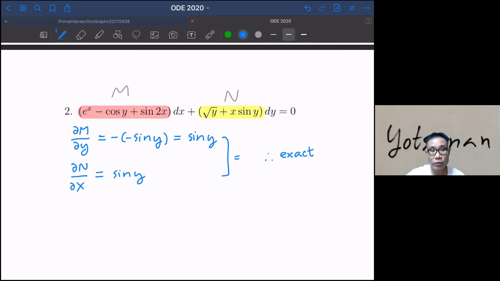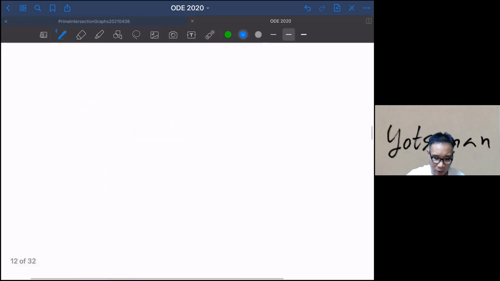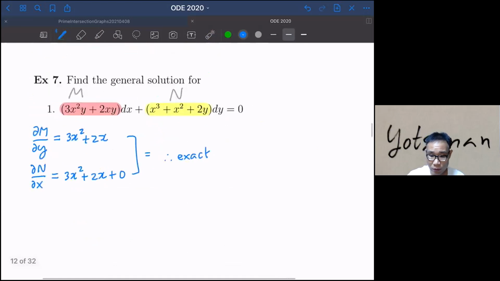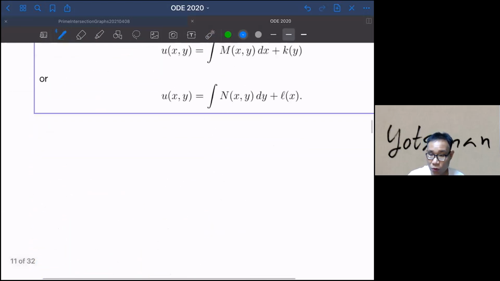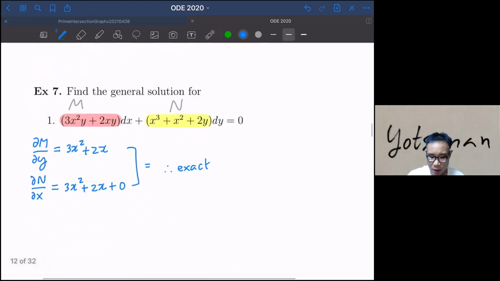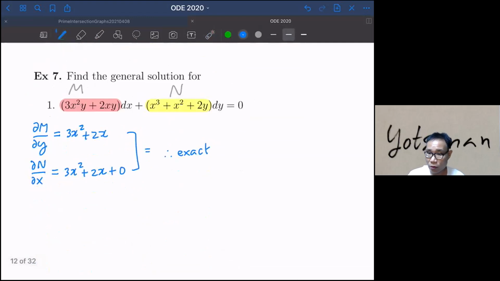Okay, so you have two exact equations. This one is the first one, and the second one is also an exact equation. The next step, I'm going to teach you how to solve the exact equation. The way to solve an exact equation, we need to identify the function u that will satisfy u_x equal to M and u_y equal to N.